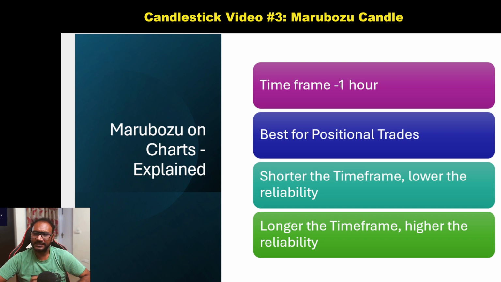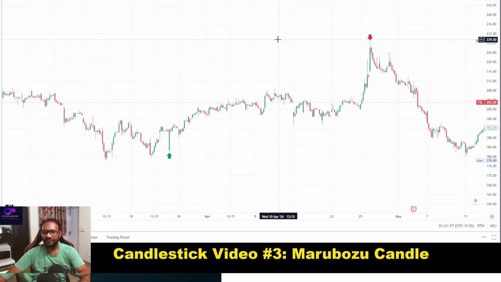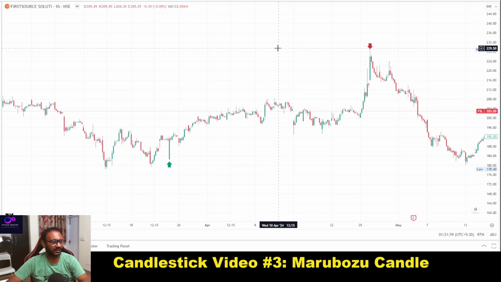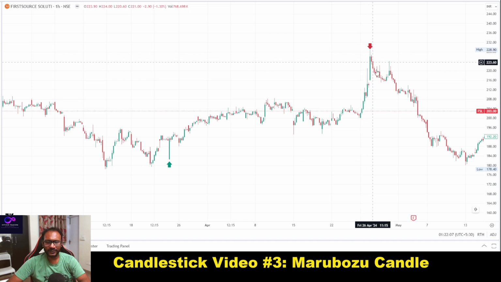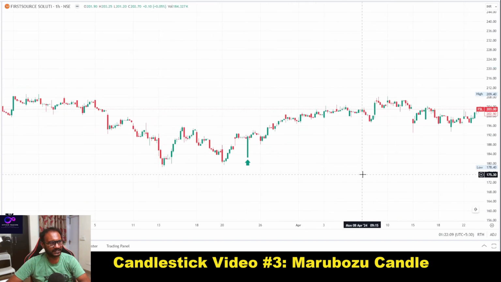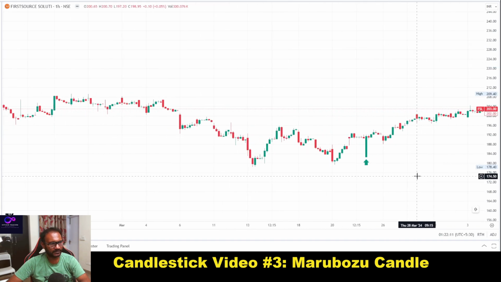So this is all that you should know theoretically in order to understand the Marubozu candle. Now let's jump into the charts. All right, we are in the trading wave, and here is the first example. First source solutions. I have already marked the Marubozu candles over here. Okay, let's understand the Marubozu candles from this chart.